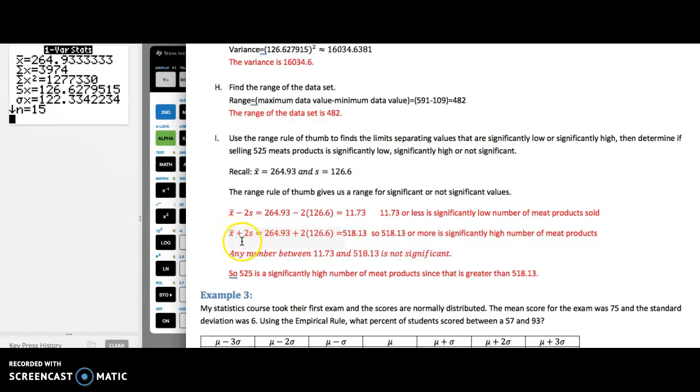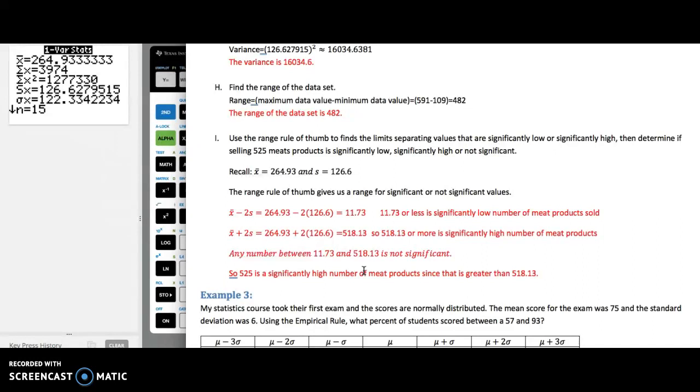Well, if you start at your average and add 2 standard deviations, so 264.93 plus 2 times the 126.6, you end up with 518.13. So 518.13 or more meat products is considered a significantly high number. Any number of meat products between the 11.73 and the 518.13 is not a significant number of meat products. So the question asks, is selling 525 meat products significantly high, low, or not significant?